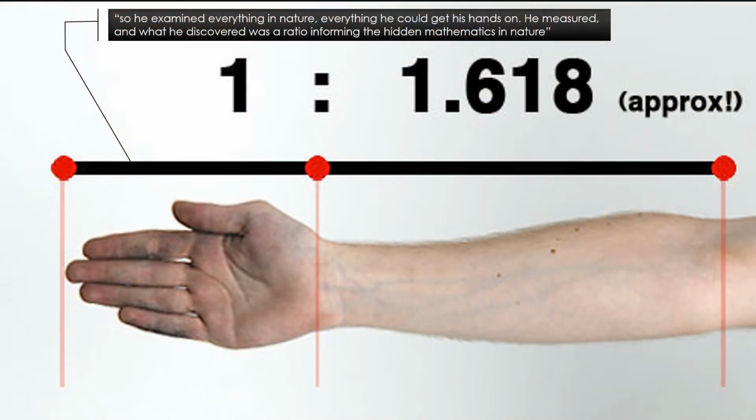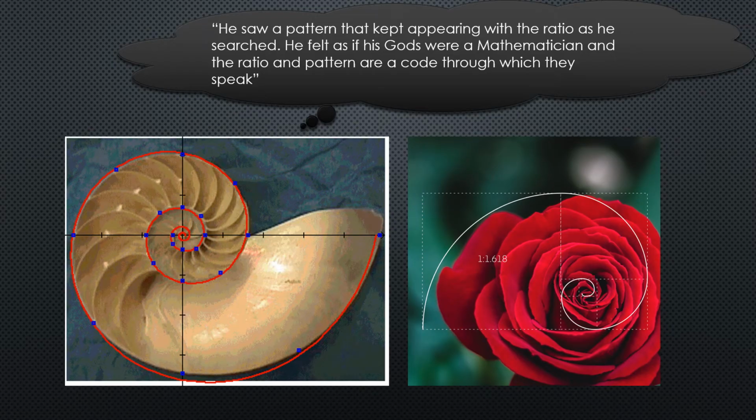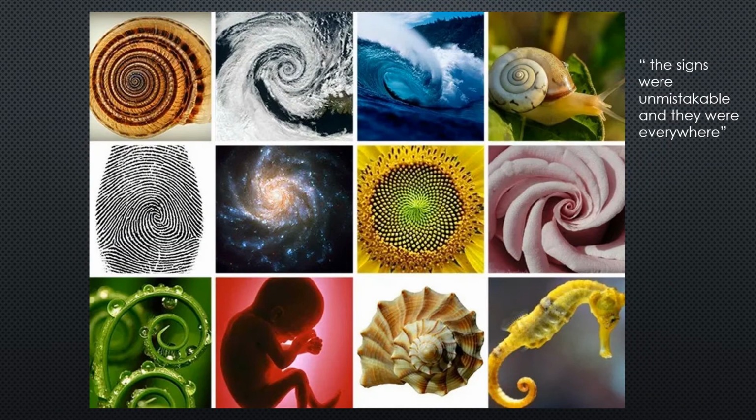So he examined everything in nature, everything he could get his hands on, he measured, and what he discovered was a ratio informing the hidden mathematics in nature. He saw a pattern that kept appearing with the ratio as he searched. He felt as if his gods were a mathematician and the ratio and pattern are a code through which they speak. The signs were unmistakable and they were everywhere.